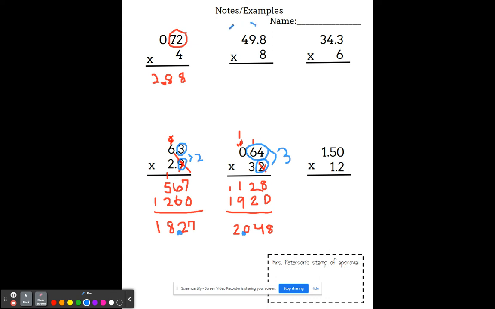You're going to be responsible for finishing these 3. When you're done, you're going to bring it up to me, and I'll give you a stamp if it's right, and then we'll turn it in.